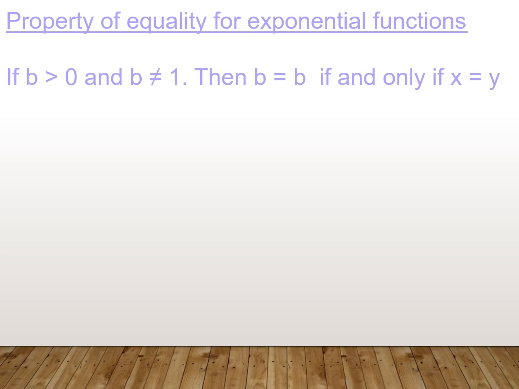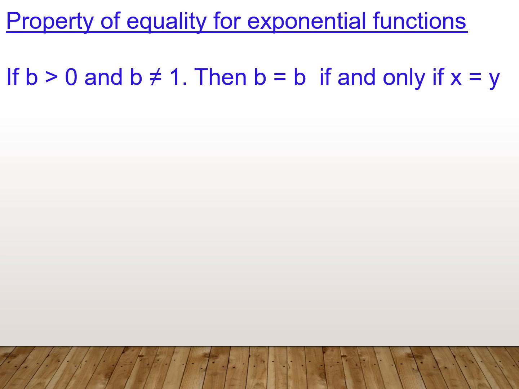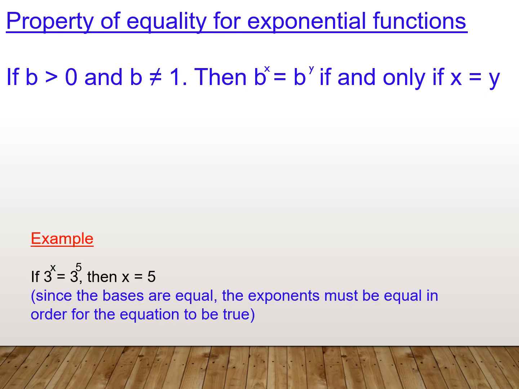First of all, we need to know the property of equality for exponential functions, which is: if b is greater than 0 and b is not equal to 1, then b^x = b^y if and only if x = y. An example is if 3^x = 3^5, then x is equal to 5. That's because since the bases are equal, the exponents must be equal in order for the equation to be true.